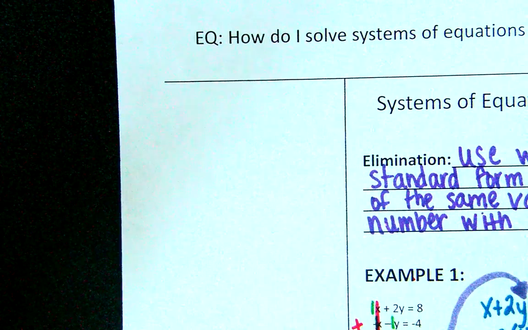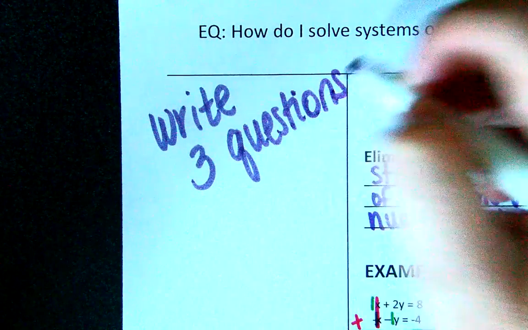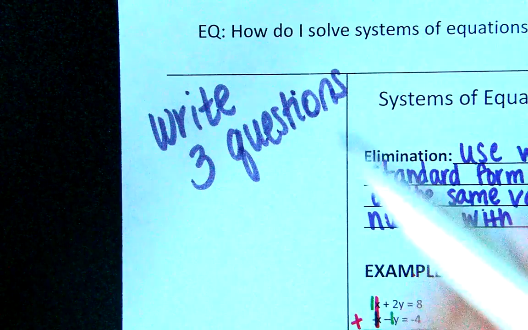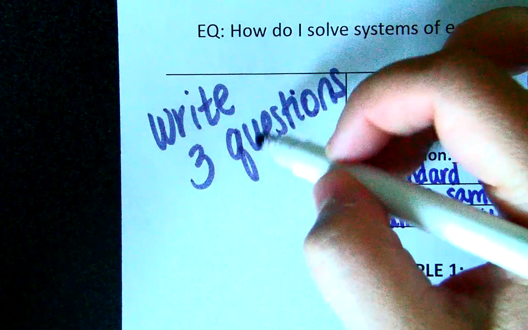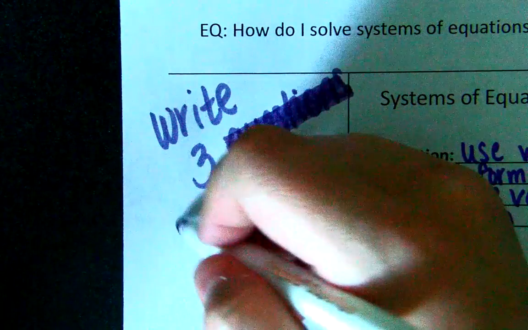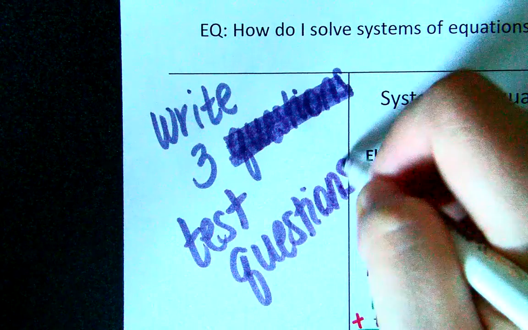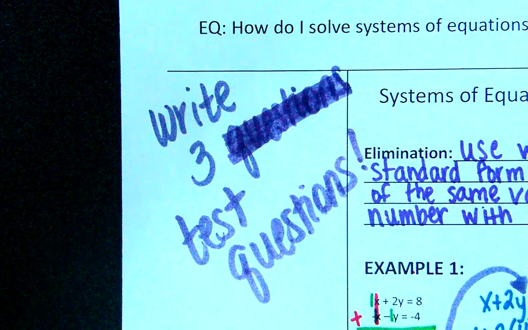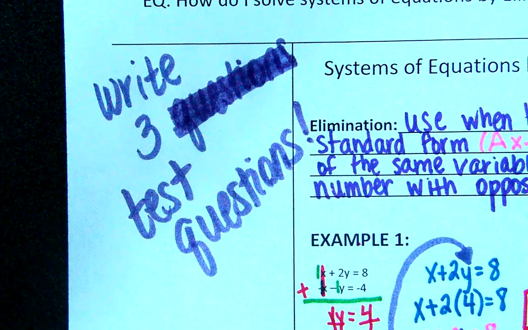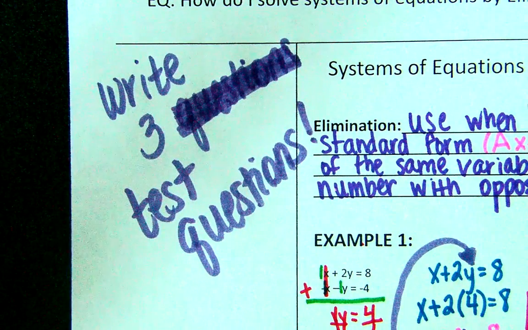Okay, so now on the side, I need you to write 3 test questions that I could ask on a test. Make sure you understand how to do elimination so you can teach your partner, so you and your partner can go over it.